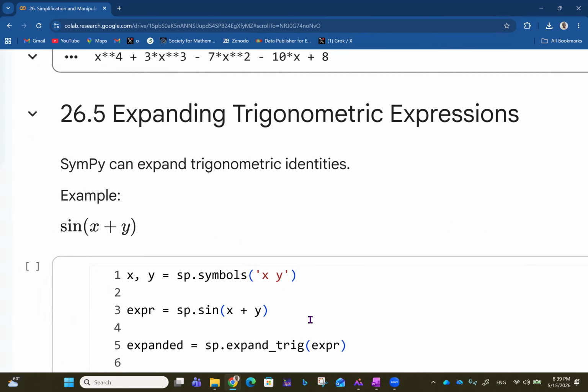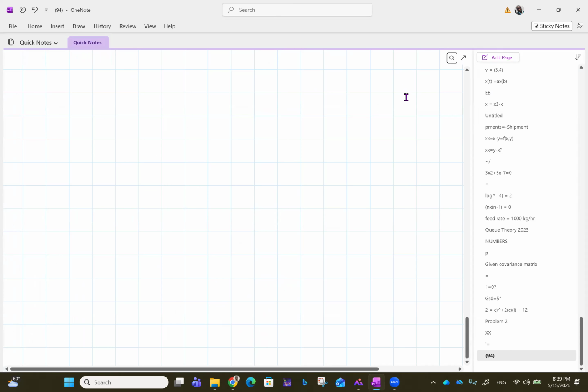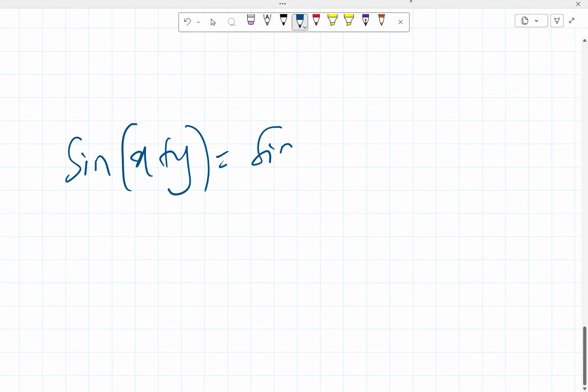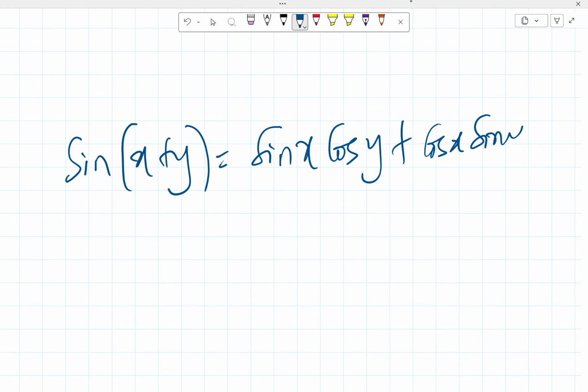Now, SymPy can expand trigonometric identities. Example, if you have sine x plus y, I have a playlist on trig where we talk about these things. So if you have sine x plus y normally, that's like sine x cos y plus cos x sine y, something like that. That's what that looks like normally.